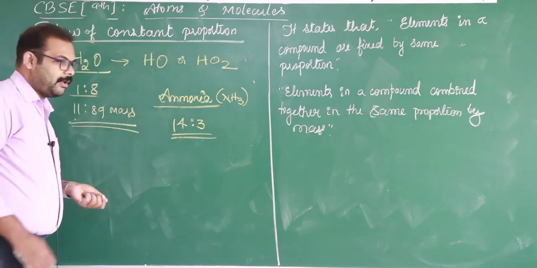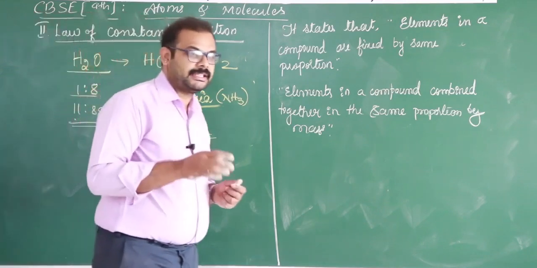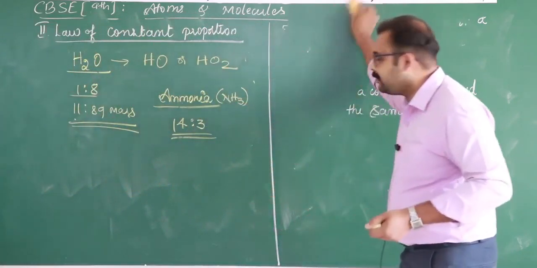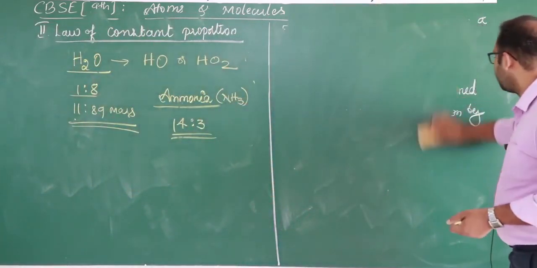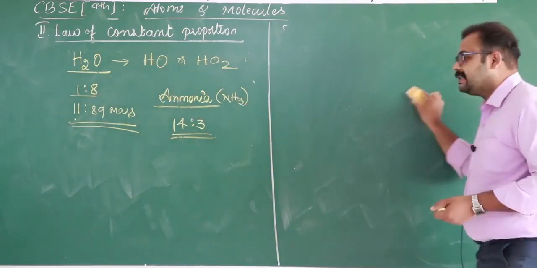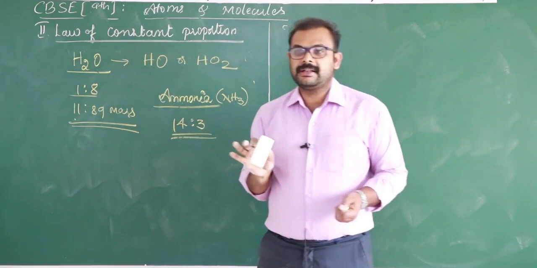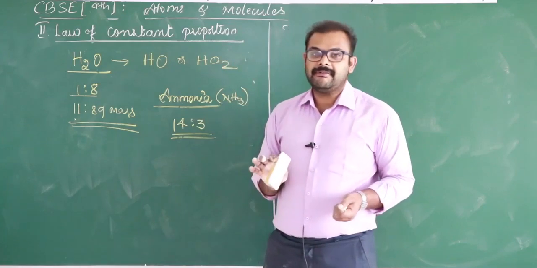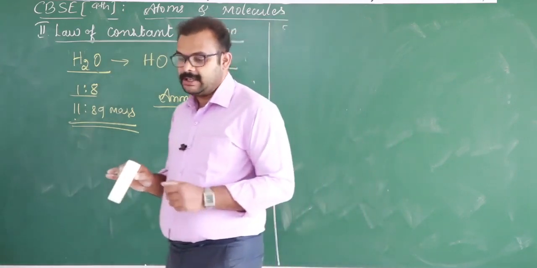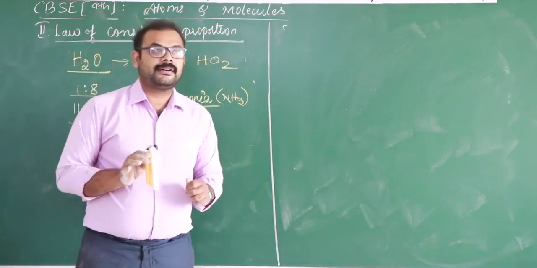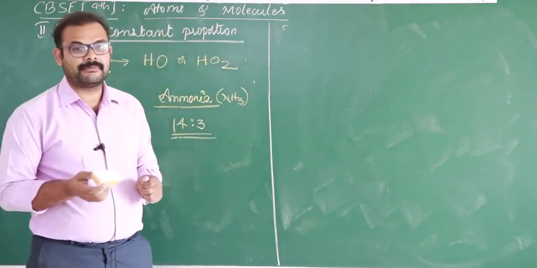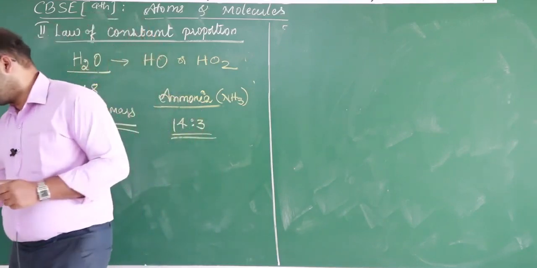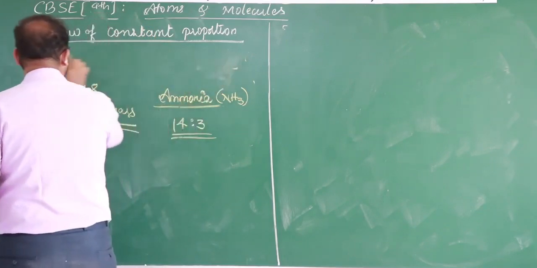So once again, the law of constant or definite proportion says that the elements in a compound are fixed by their mass, meaning their number and ratio are always in a definite proportion. So this is about the law of constant proportion. In this second law also there will be some related problems. So let's solve them one by one. Let's take the problem.